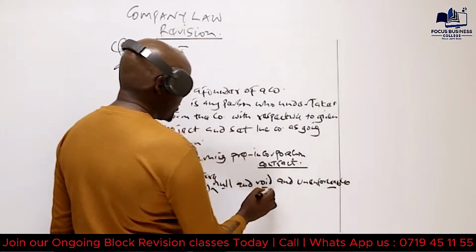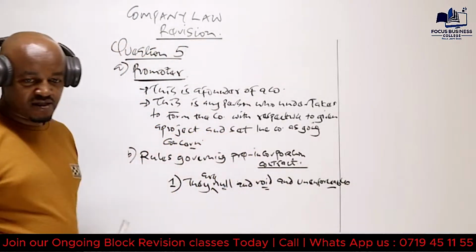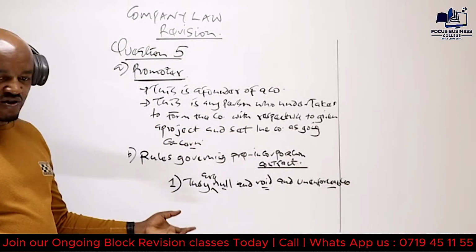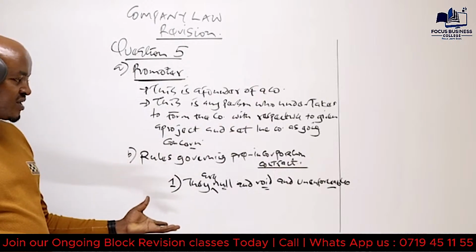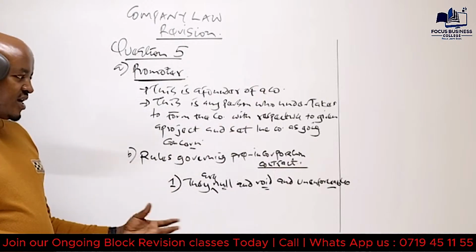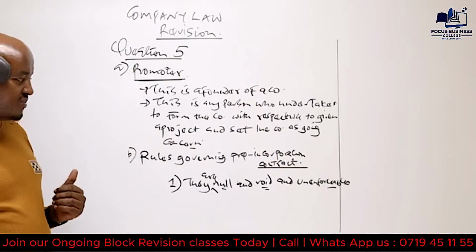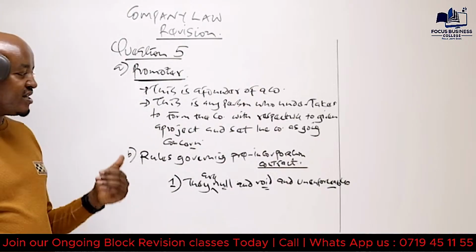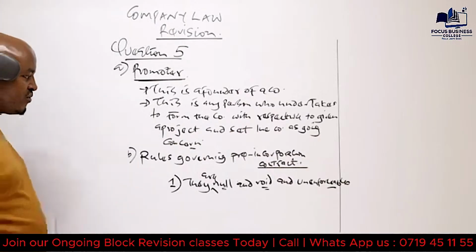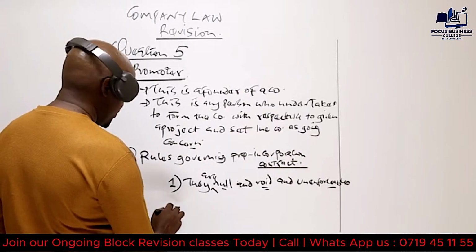Unenforceable. So basically what that means is that this particular contract does not have any legal implication as far as the company is concerned. So if it is breached, the company cannot be sued, and equally the company cannot go to a court of law and take legal action against the third party for the breach of those contracts. So they are null and void and also unenforceable.